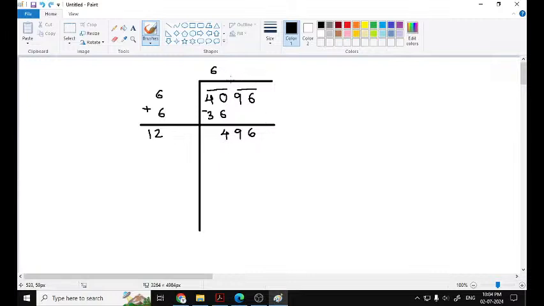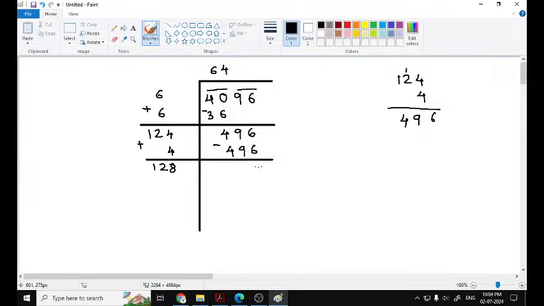Let us try 4. If we write 4 here, the number over here is 124 and here is 4. 4 4s are 16, carry 1, 8 plus 1 is 9 and 4. So here we write 4, 4, 4. Addition is 128 and product of these numbers is 496, so remainder is 0. Square root of 4096 is 64.